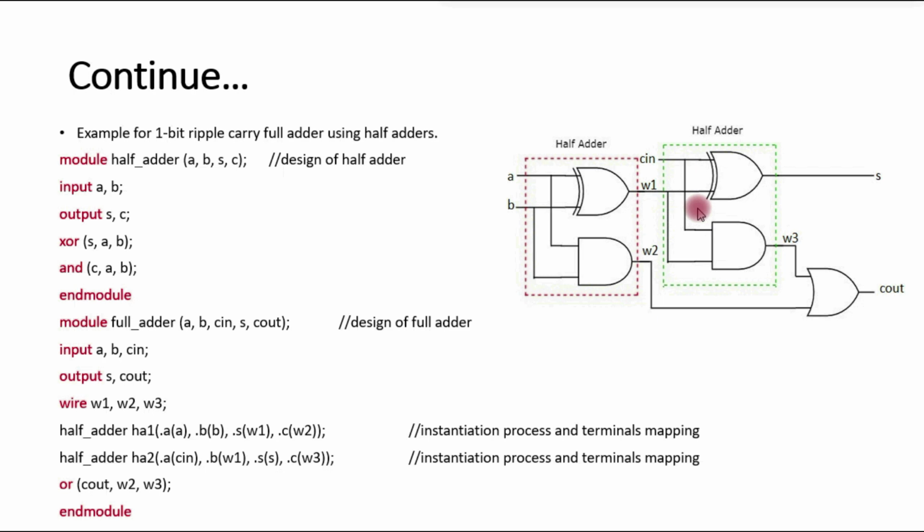The half adder module is declared first. For designing a half adder we require two logic gates. One is an XOR gate, the second one is an AND gate. The XOR gate is used for generating the sum output and the AND gate is used for generating the carry output. In the case of a half adder we require only two inputs, and these inputs are A and B.